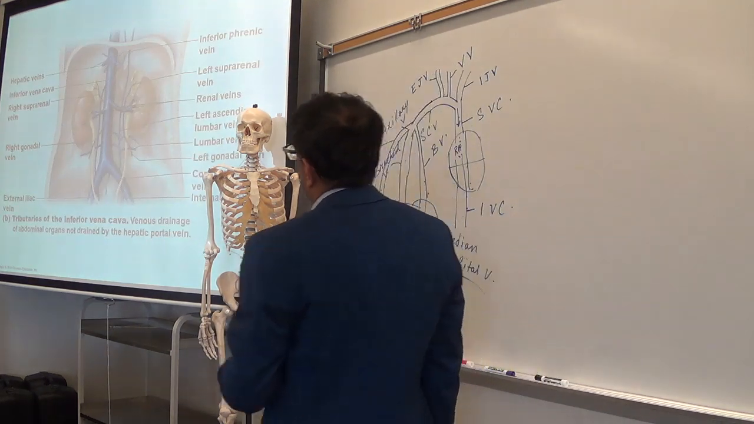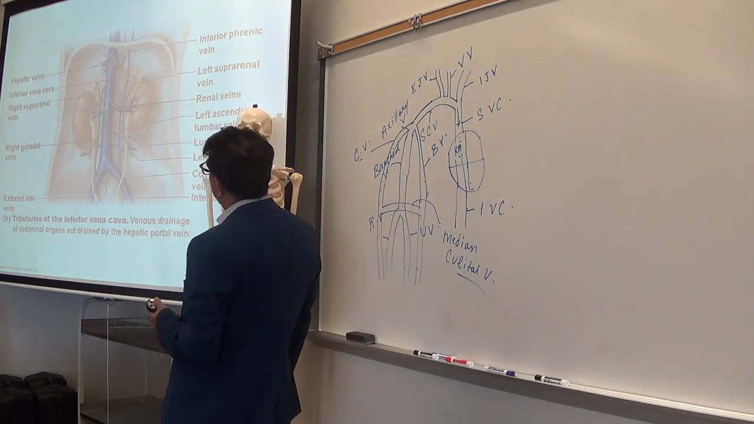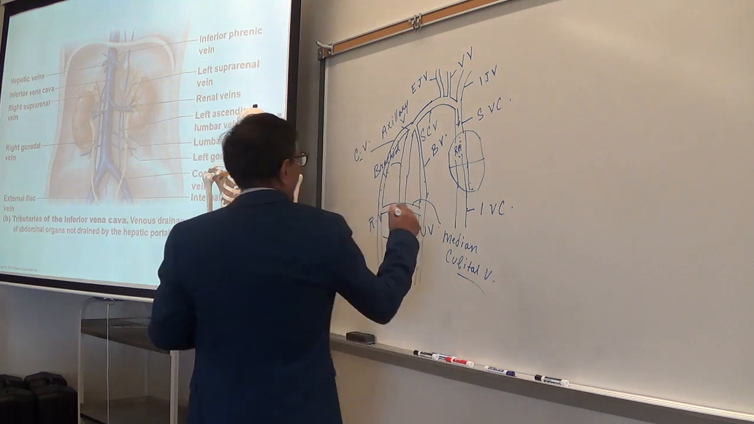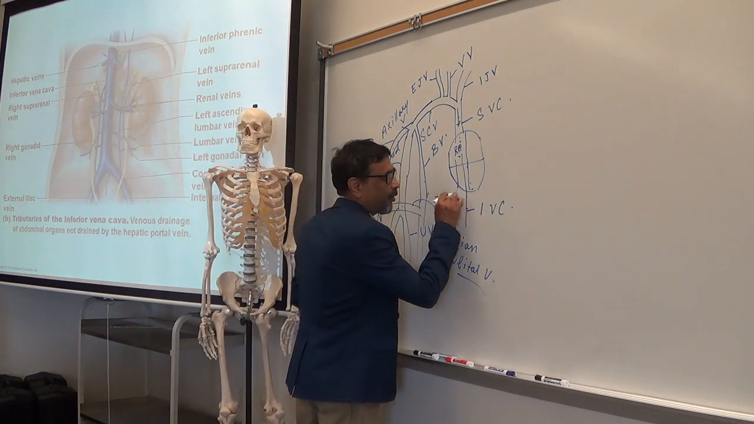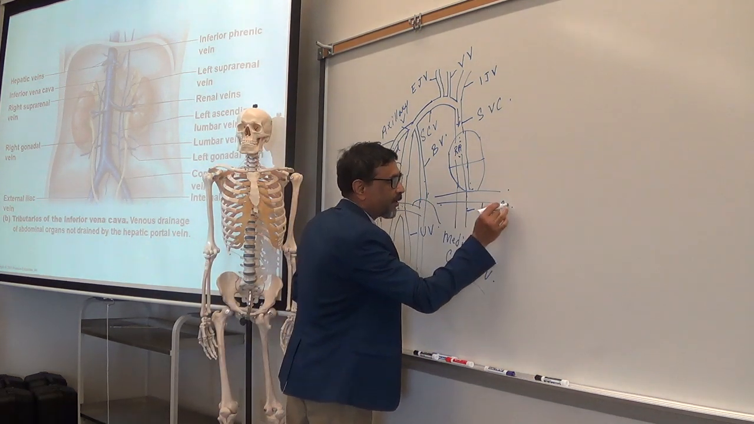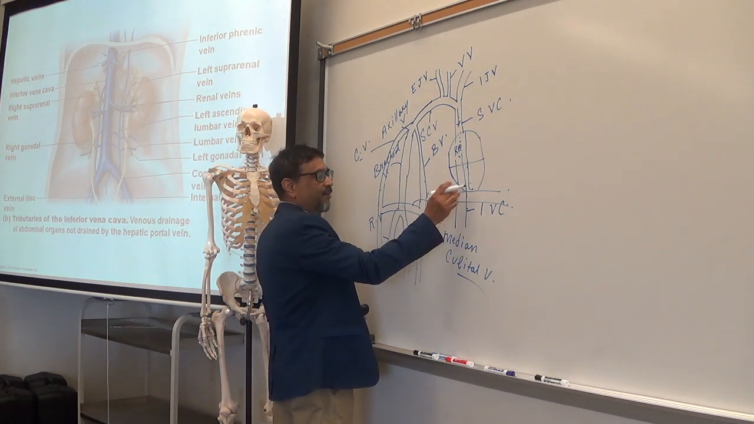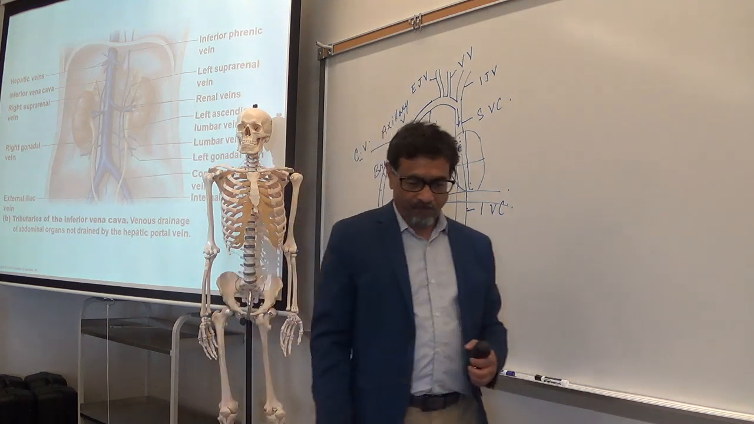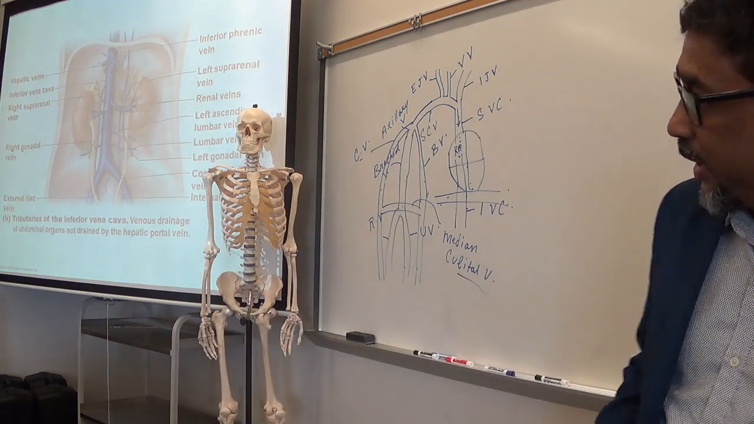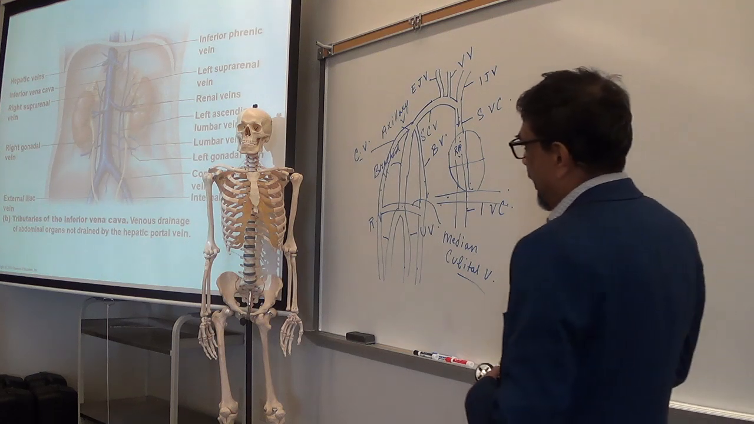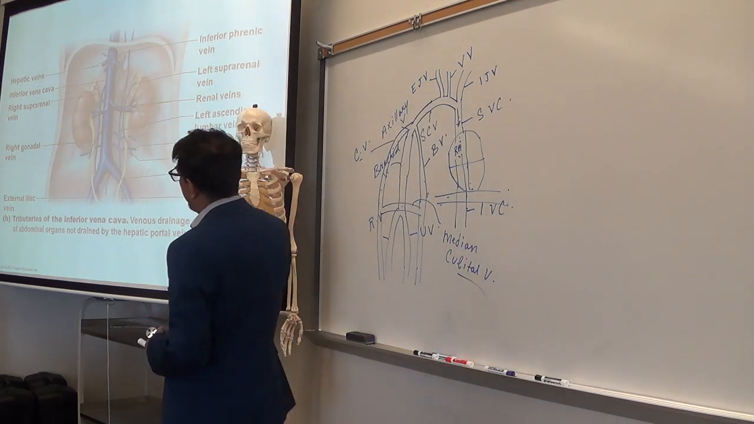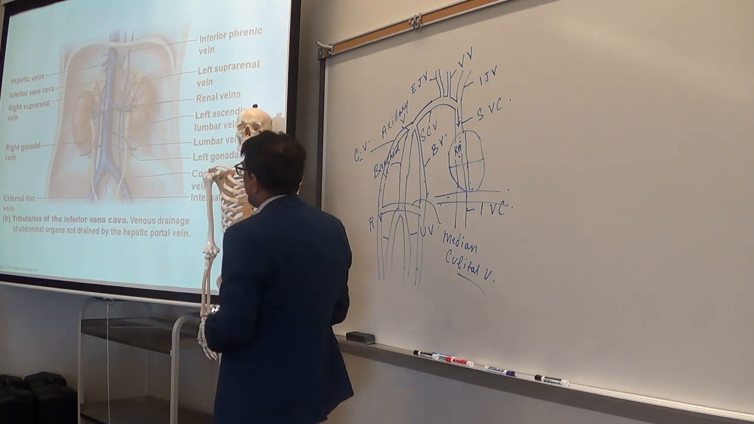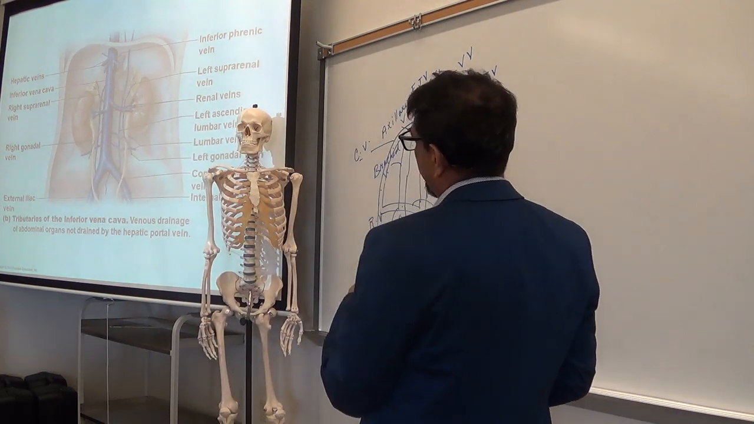Now, let's see the inferior vena cava. Inferior vena cava, you know, just under the heart you have the diaphragm. You already know that. So this is the diaphragm. So inferior vena cava passes through the diaphragm and mostly collects blood from the abdominal organs and lower extremities. Okay. First, we'll see what happens in the abdomen.